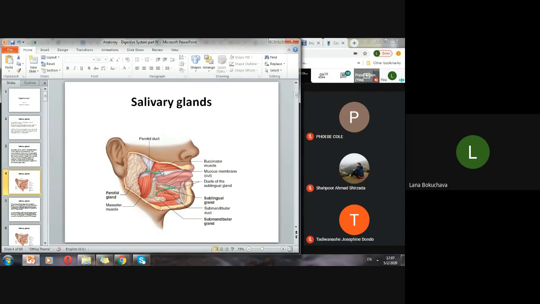Now, what is interesting, the next part: what do we see here? This is the portion of the submandibular gland that you see here.